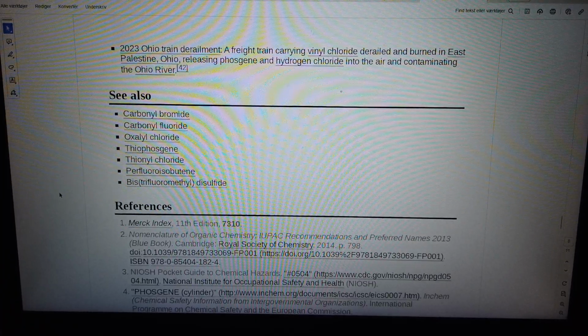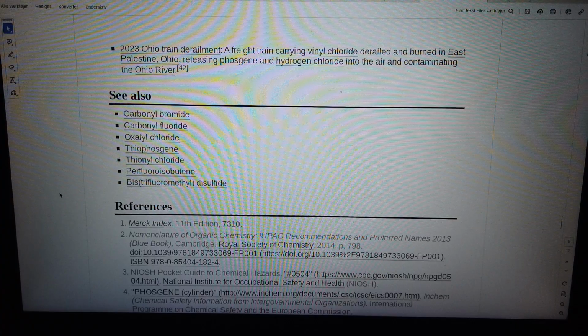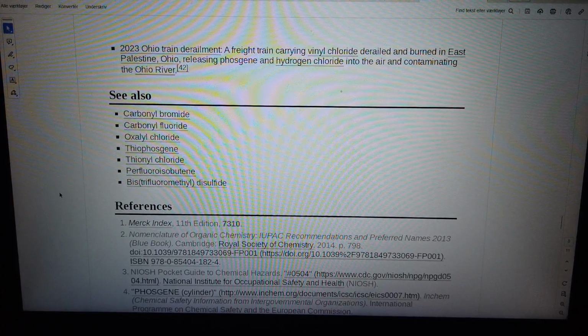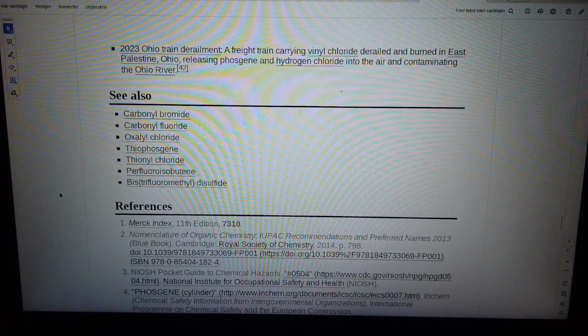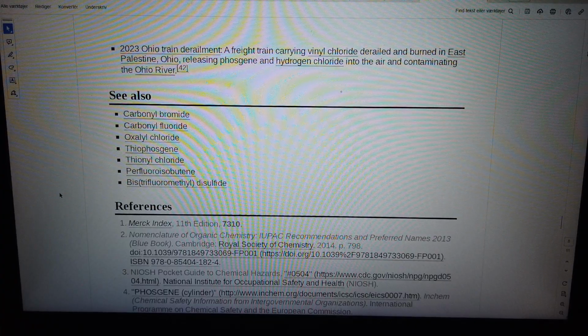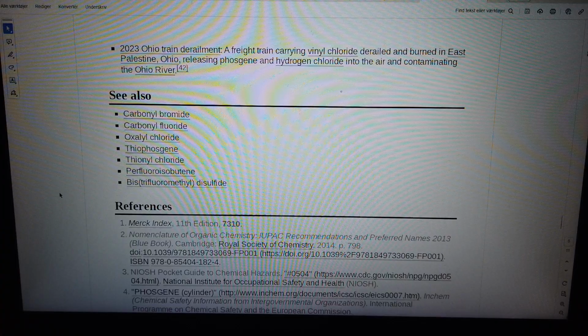2023 Ohio train derailment. A freight train carrying vinyl chloride derailed and burned in East Palestine, Ohio, releasing phosgene and hydrogen chloride into the air and contaminating the Ohio River.